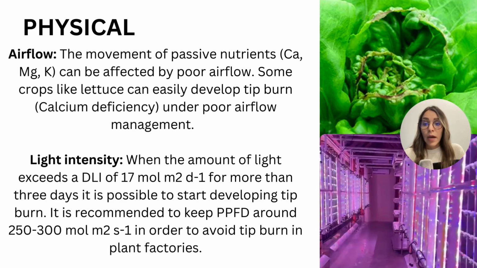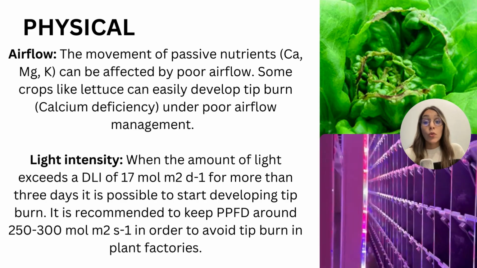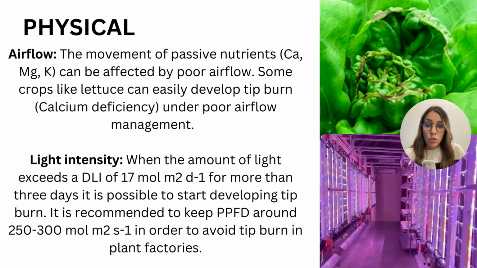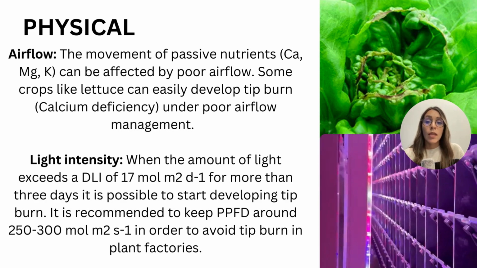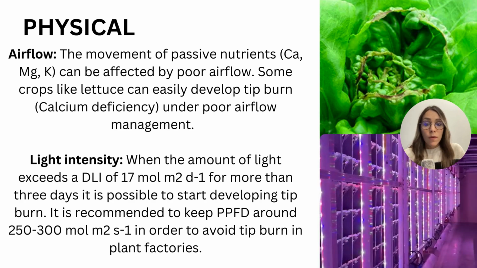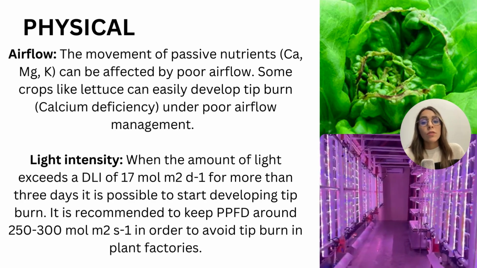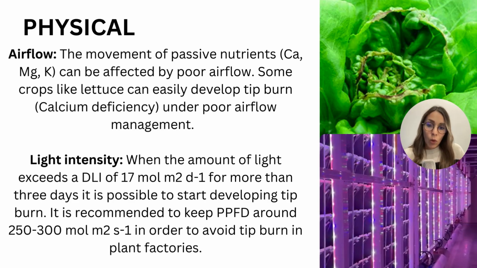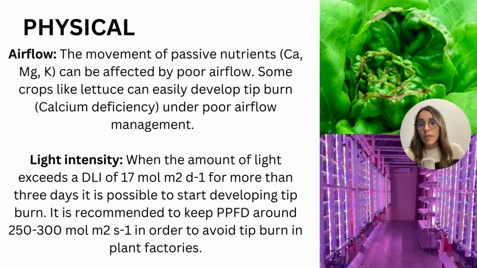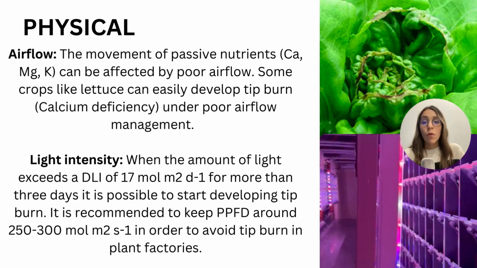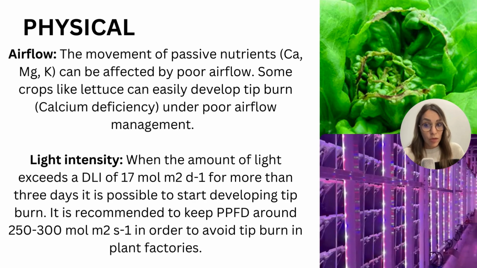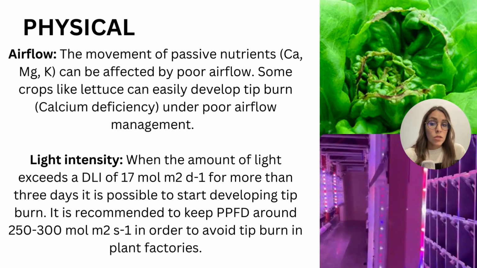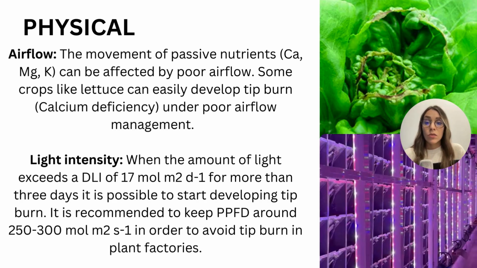Here it's common to find calcium deficiency when you don't have good airflow. When we don't have good ventilation, you will have an increase in the boundary layer, which is this bubble of heavy air that sits on the surface of the leaf and makes the stomata a little bit difficult to work. Stomata are in charge of moving water and also passive nutrients, the ones that move within the water. So, if you don't have good ventilation, you can expect to see calcium deficiency.